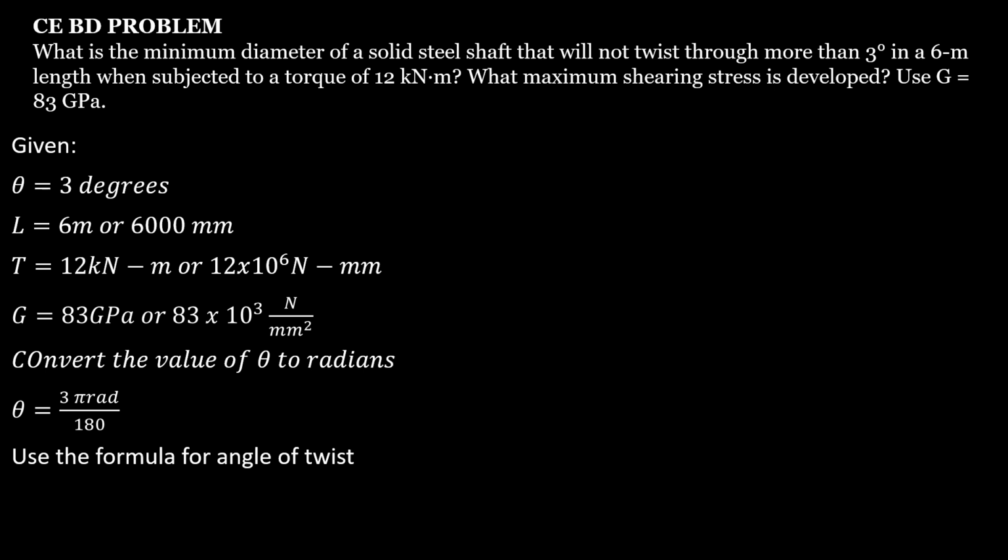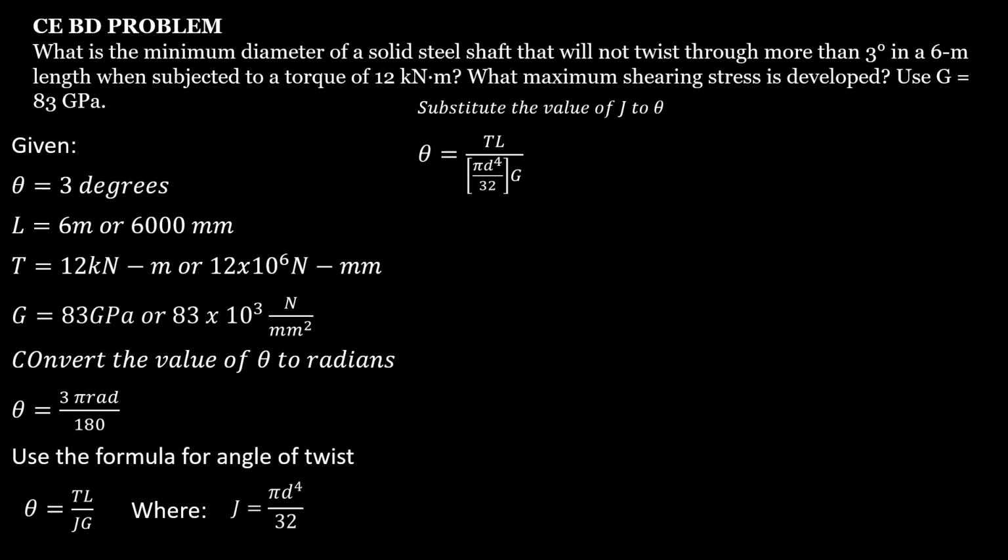Coming up next, let us now use the formula for the angle of twist. Our angle of twist formula theta is equal to TL over JG, wherein the value of our J is equal to pi d to the 4 over 32. By the way, what do we mean by the variable J? J is actually the polar moment of inertia. Let us now substitute the value of J to theta.